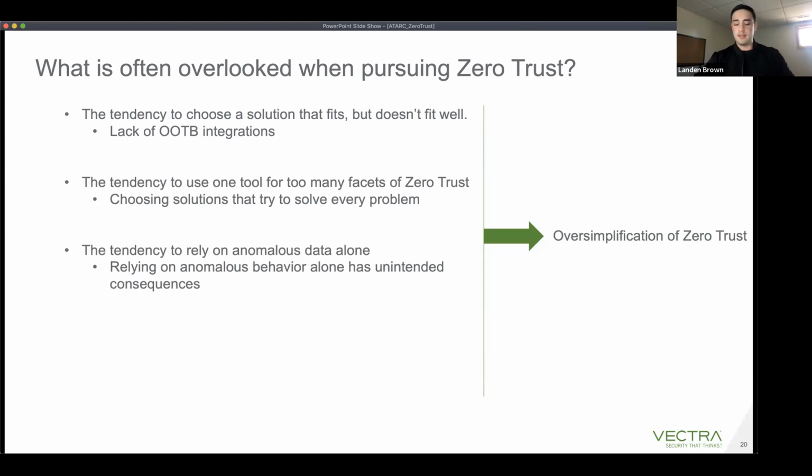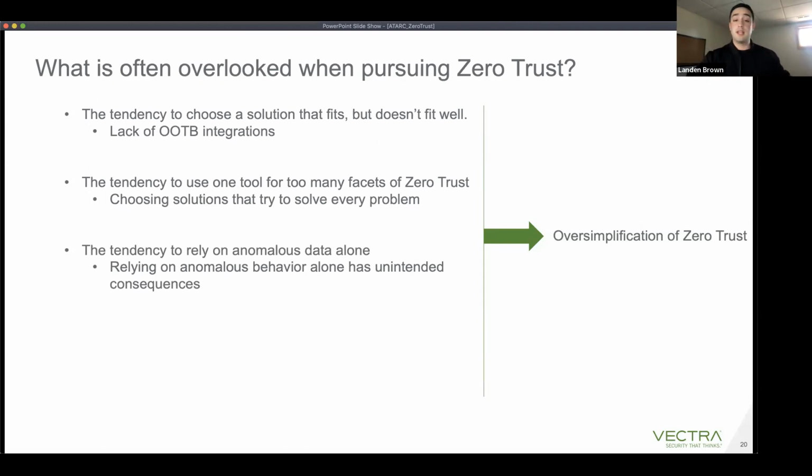The problem is that there are many solutions that try to solve every single problem. And I think across the industry, what we're coming to find out, especially in the government space, is that it's very hard to do everything well, but it is much easier to do one thing very well. And the third tendency is to rely on anomalous data alone.